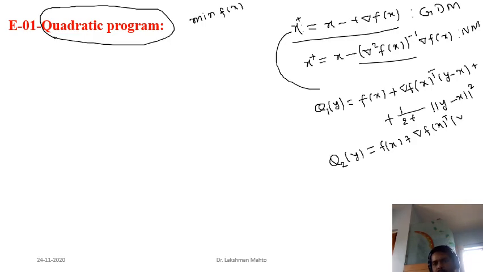Y minus x, plus a quadratic term. In the quadratic term, we are not approximating the quadratic term directly here. Here one approximation is coming. So that's why I'm taking another approximation from Taylor's theorem.